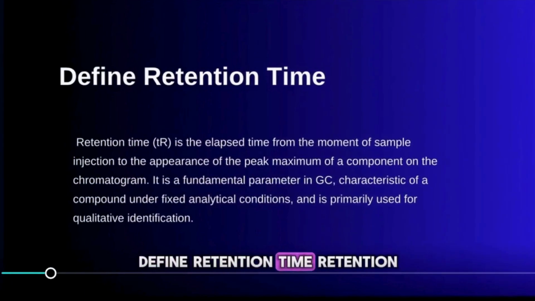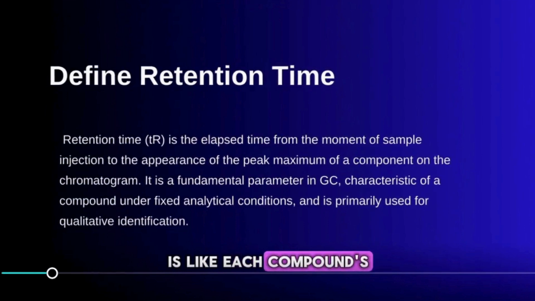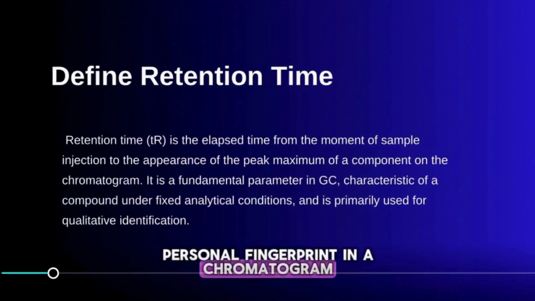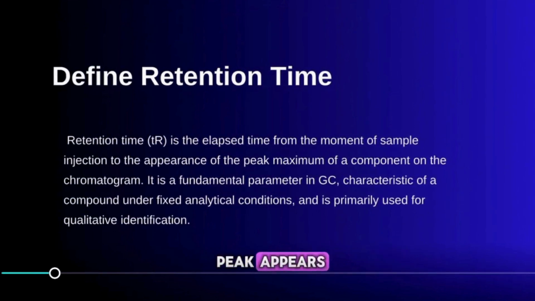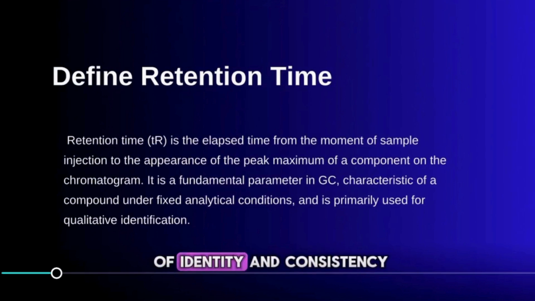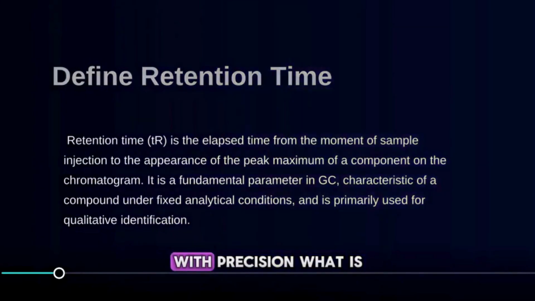Define retention time. Retention time, or TR, is like each compound's personal fingerprint in a chromatogram. It's the time from injection until that compound's peak appears. Under fixed conditions, it's a key indicator of identity and consistency. Knowing retention times helps analysts confirm compound identities with precision.